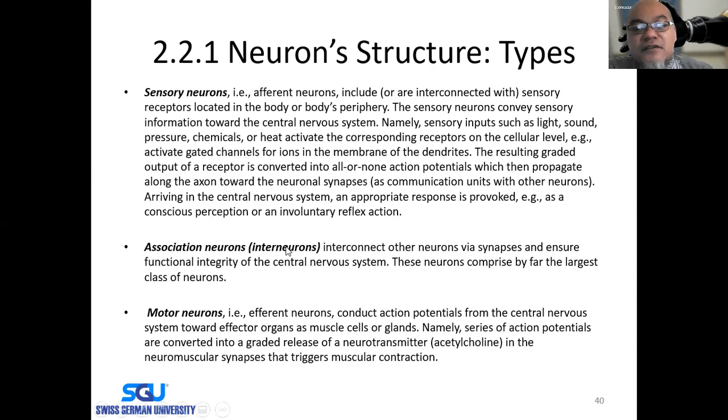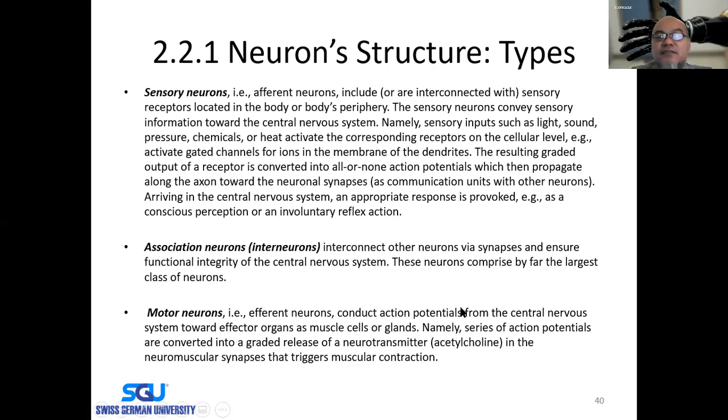Association neurons or interneurons interconnect other neurons via synapses and ensure functional integrity of the CNS, the central nervous system. The association neurons are the largest class of neurons, the class with the largest number of cells inside our body, including in our brain, of course. Then the motoric neuron is called the efferent neuron. Sensory is afferent, motoric is efferent.